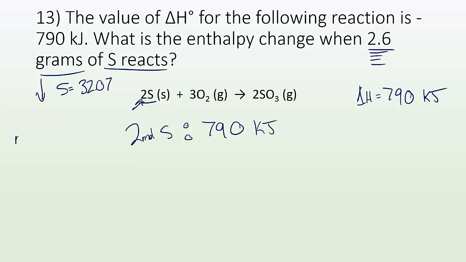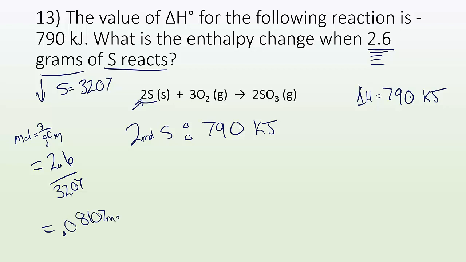So if I want to get moles, it's going to be grams over the GFM. So I'm going to get 2.6 over that 32.07, and I'm going to get 0.08107 moles of sulfur. So now I can set up a proportion. I know for every 2 moles of sulfur, there's 790 kilojoules involved, but this time I only have 0.08107 moles of sulfur. How much kilojoules would that be?